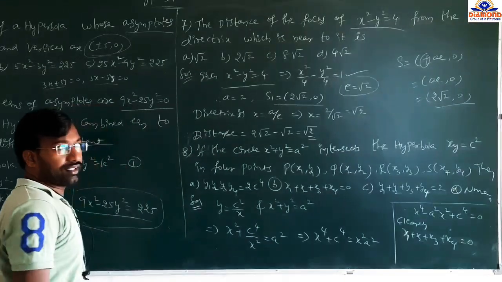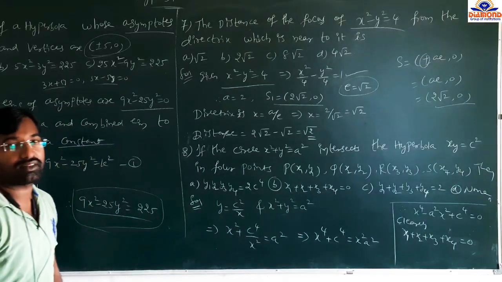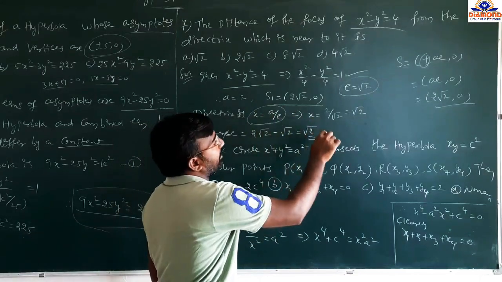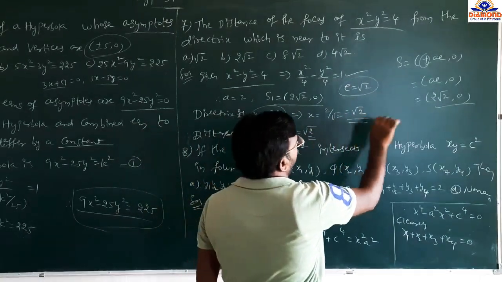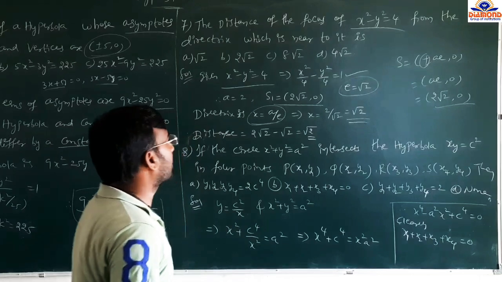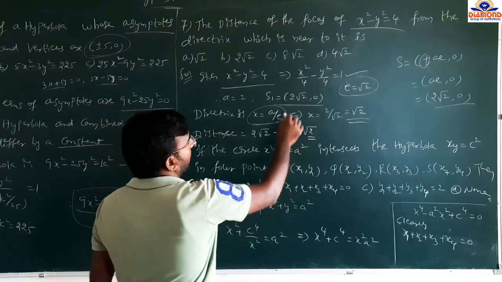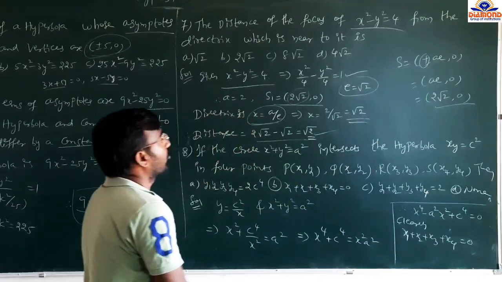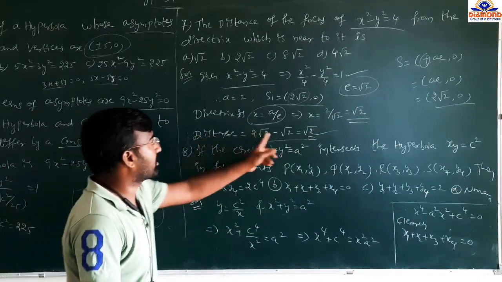What is the directrix? Next. Directrix equation x equal to plus or minus A by E. You can take one, x equal to A by E. You can take x equal to 2 by root 2. That is nothing but root 2. So now distance, focus 2 root 2 minus root 2 is nothing but root 2. This is the required distance, root 2.